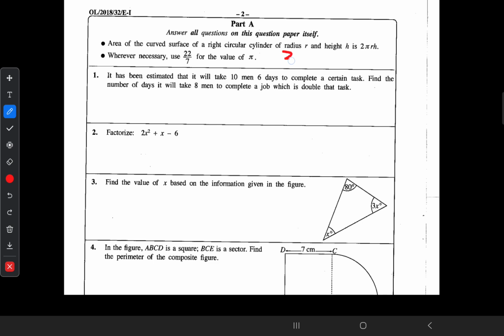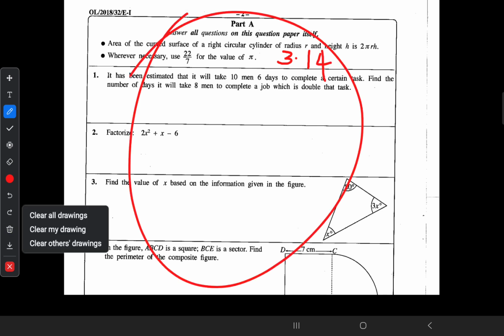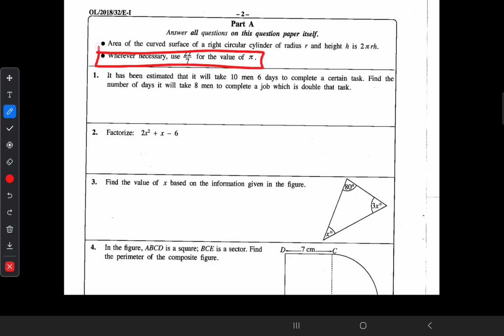So you cannot use 3.14 for the Part 1 questions because in the instructions they clearly mentioned this. Without seeing this, sometimes students might just input 3.14 instead of pi. So that is incorrect, no? According to the instruction only, we need to do the questions.